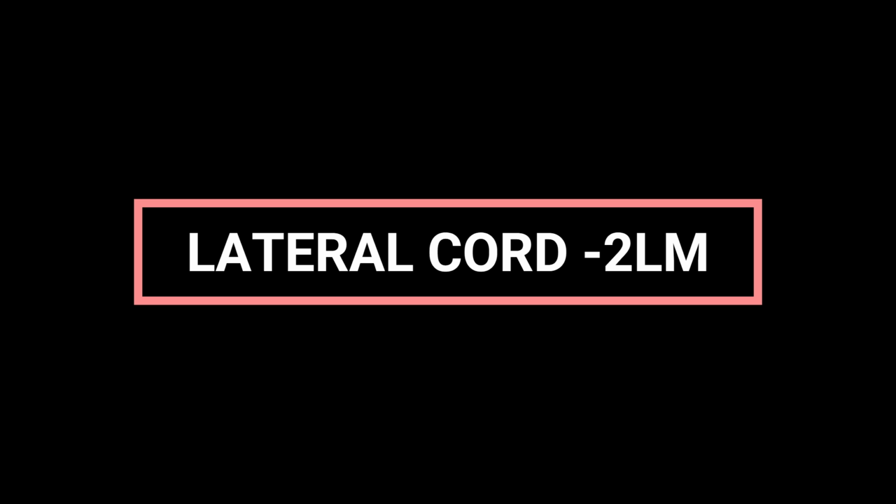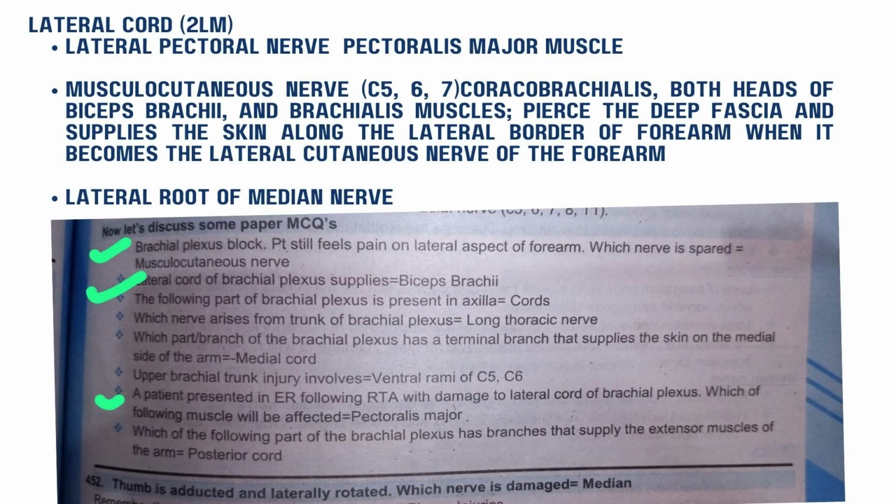The lateral cord has three branches: the lateral pectoral nerve, the lateral root of the median nerve, and the musculocutaneous nerve. The mnemonic to remember these three nerves is 2LM. This mnemonic is also discussed in the rough points, so it's easier for you to remember. The important nerve we are going to talk about is the musculocutaneous nerve, a branch of the lateral cord.